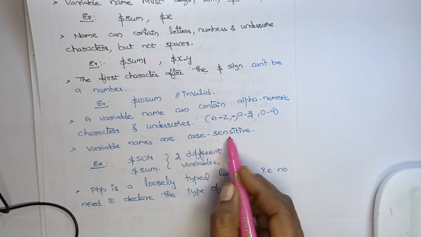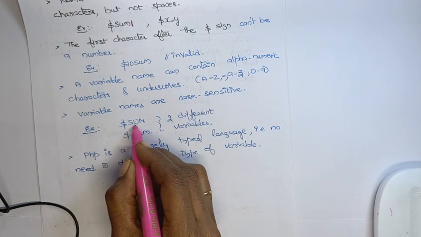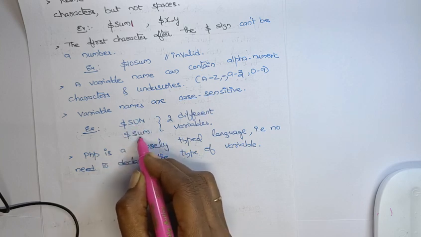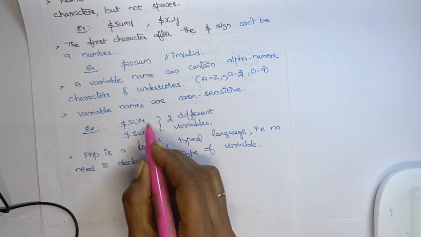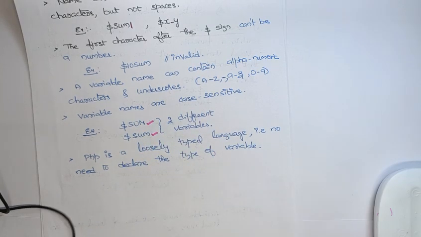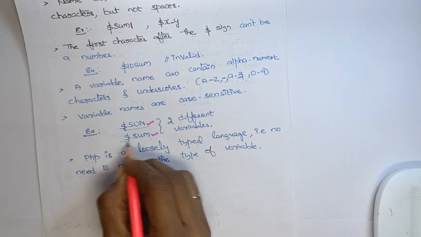Variable names are case sensitive. What do we mean by case sensitive? For example, $sum written all in caps and $sum written all in lowercase are different variables. So here all the variable names are case sensitive.